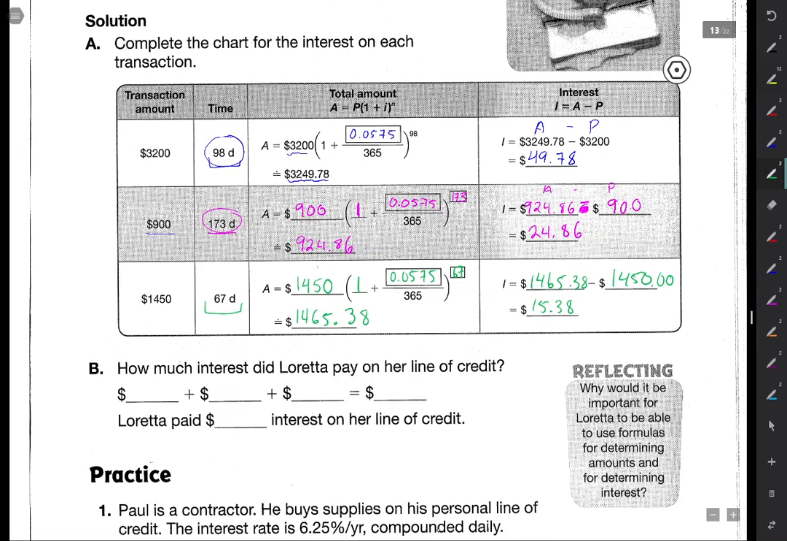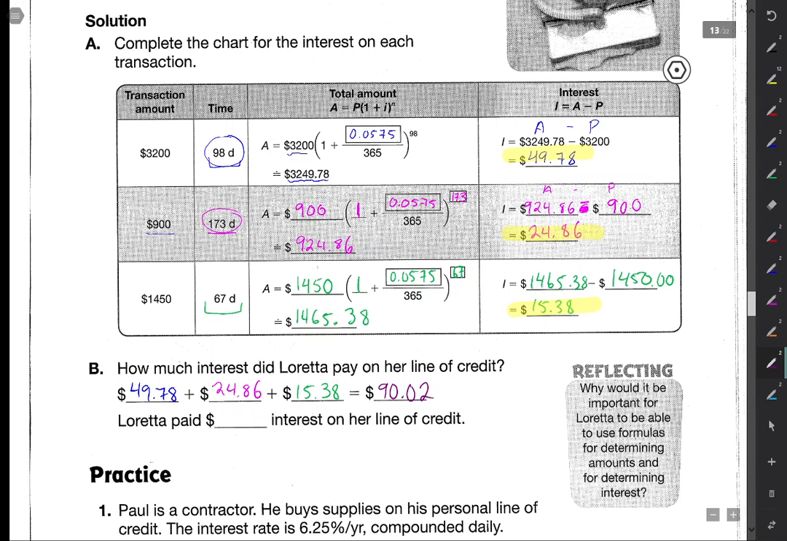So now let's calculate in total how much interest Loretta paid on her line of credit. What we're going to do is just add up all those interest numbers. So $49.78 plus $24.86, and then finally $15.38. And if we add all of those together, your grand total should be $90.02. So Loretta paid $90.02 of interest on her line of credit.